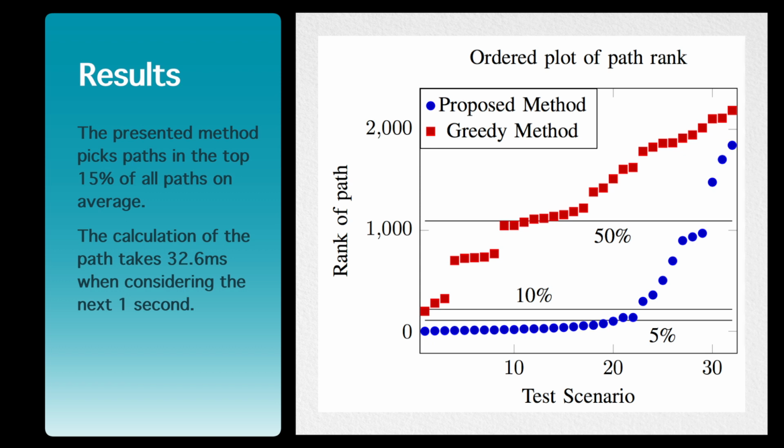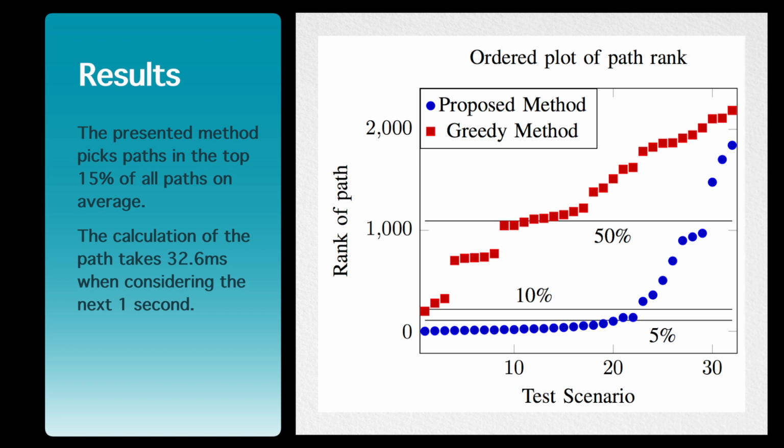We compared our method to an exhaustive path evaluation and found that on average it picks a path in the top 15% of all paths. This plot shows 32 different scenarios. For each, the method was used to find a path, and this path was given a rank out of all possible paths. For clarity, they have been sorted into ascending order.